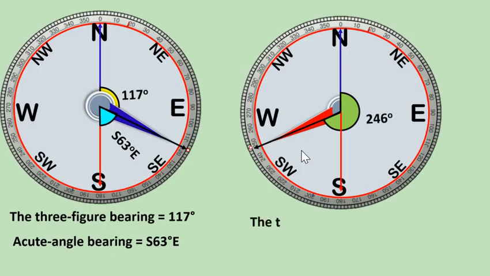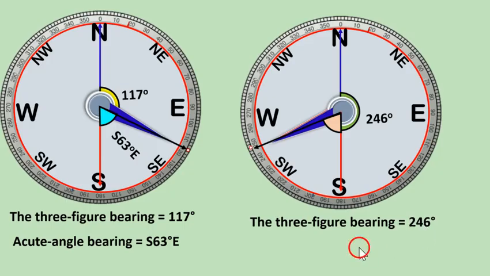Now in acute angle format, we measure from the south in the same direction. So for the acute angle, we measure from the south in the same direction, and that will give me this angle. How do I get it? It should be 246 minus 180, angle on a straight line. So that will give me the acute angle format as south, 66 degrees west.